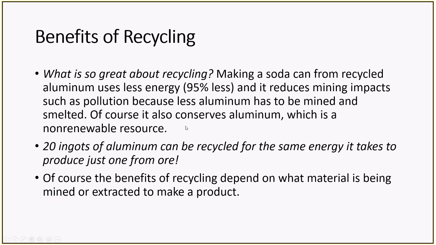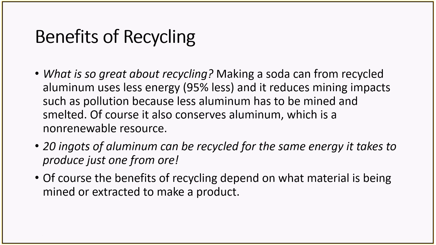So what is so great about recycling? Well, like it says, making a soda can from recycled aluminum uses 95% less energy, and it reduces mining impacts such as pollution because less aluminum has to be mined and smelted. You'll see this in the textbook, but aluminum metal comes from an ore called bauxite. You have to mine this bauxite and extract a small amount of aluminum to produce new cans. Because it comes from the ground, aluminum is a non-renewable resource, so extracting it from that ore means wasted energy. In fact, 20 ingots of aluminum can be recycled for the same energy it takes to produce just one from that bauxite ore.